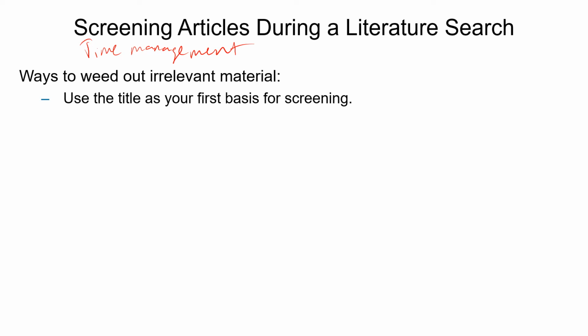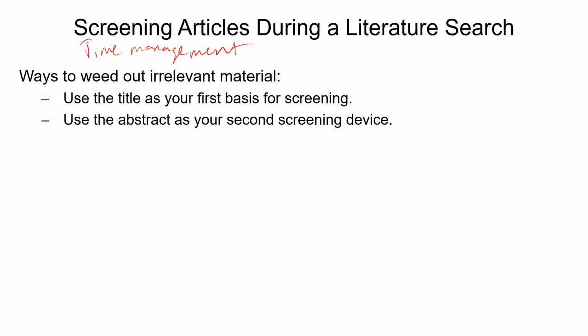The reason people do that is because it's believed as a researcher, if your titles are attention grabbing, that more people will read it. Whether that's the case or not, even then, generally, titles are pretty specific to what the research is. So use that title as your first basis. Then, after you've found a good title, use the abstract as your second screening device.